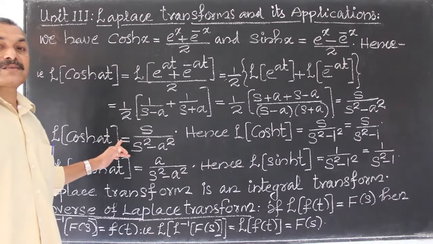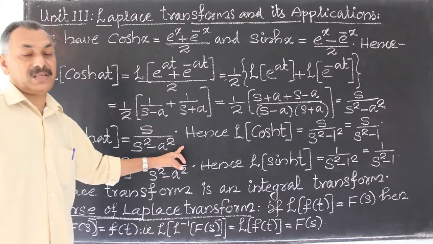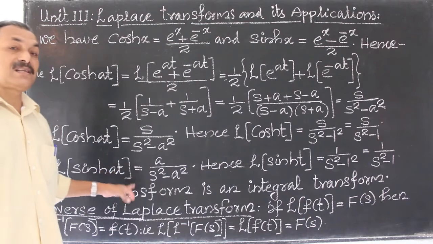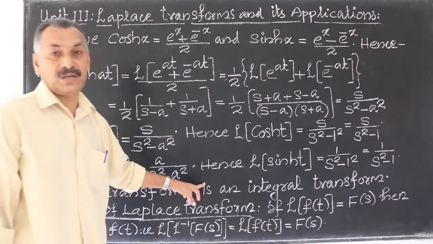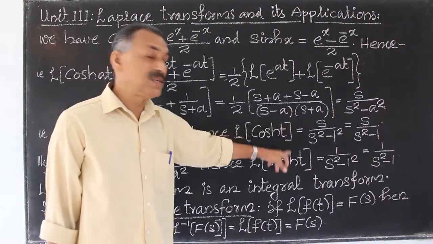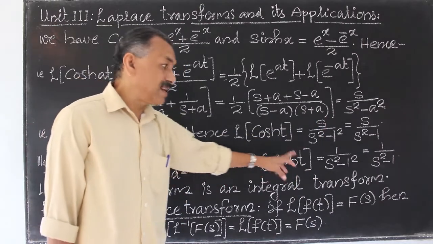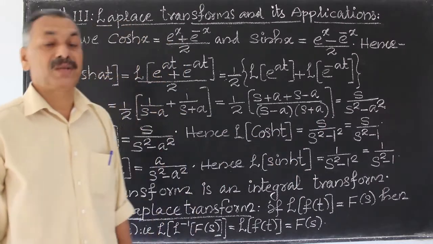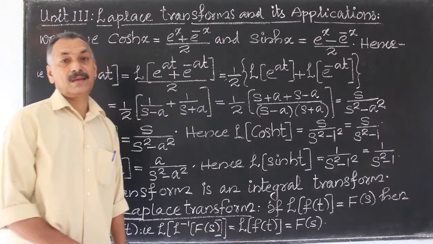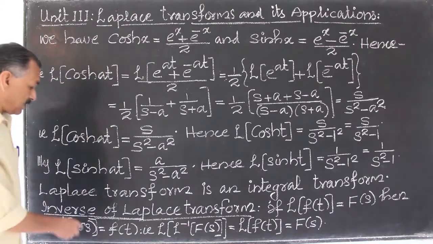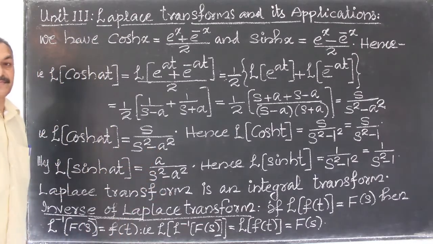Cos h at Laplace transform is equal to s divided by s square minus a square. Laplace transform of sin h at is equal to a divided by s square minus a square. Laplace transform of cos h t is equal to s divided by s square minus 1. Laplace transform of sin h t is equal to 1 divided by s square minus 1. Okay. Then next we consider inverse of Laplace transform.